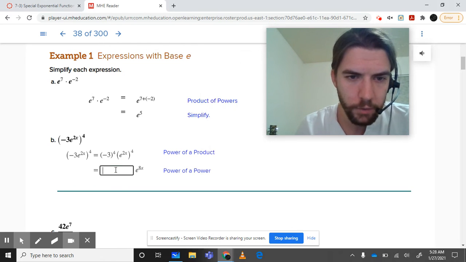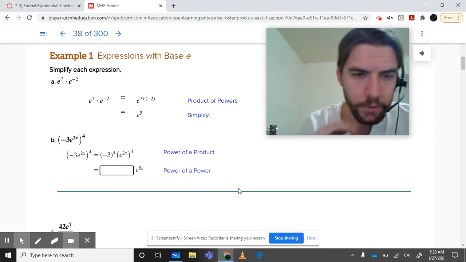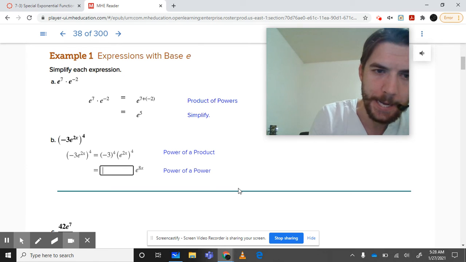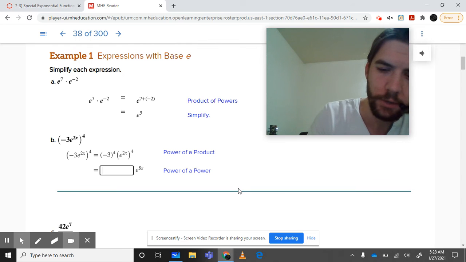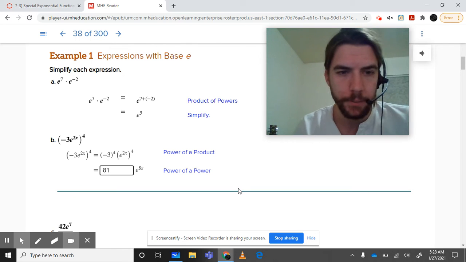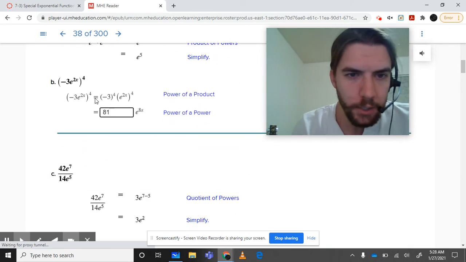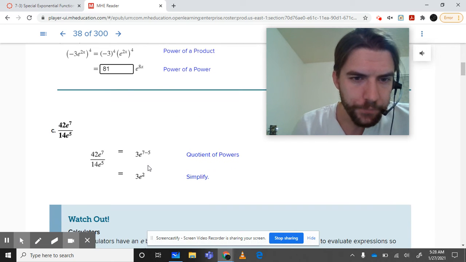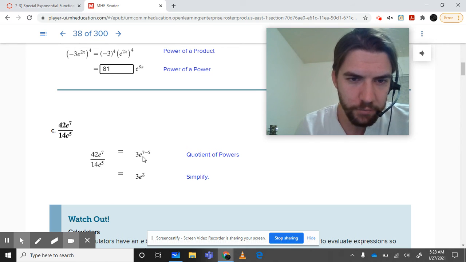Negative 3 to the fourth would just be, well, negative 3 times negative 3 would be 9, and then times negative 3 times negative 3 again, so 81. 9 times 9. All right, that's all we would do here. Here, same exact thing. We would simplify 42 over 14 to get 3. We would simplify e to the 7th divided by e to the 5th to get e to the 2nd.